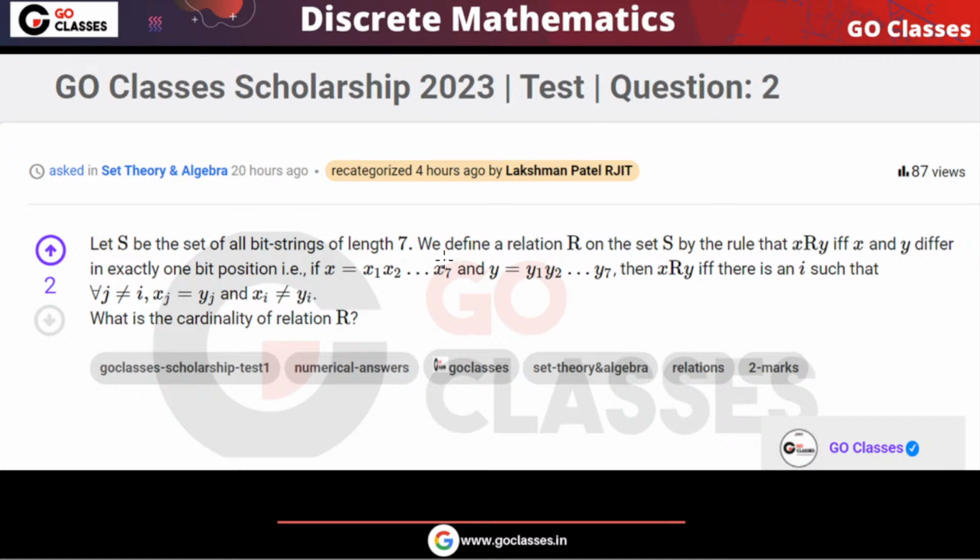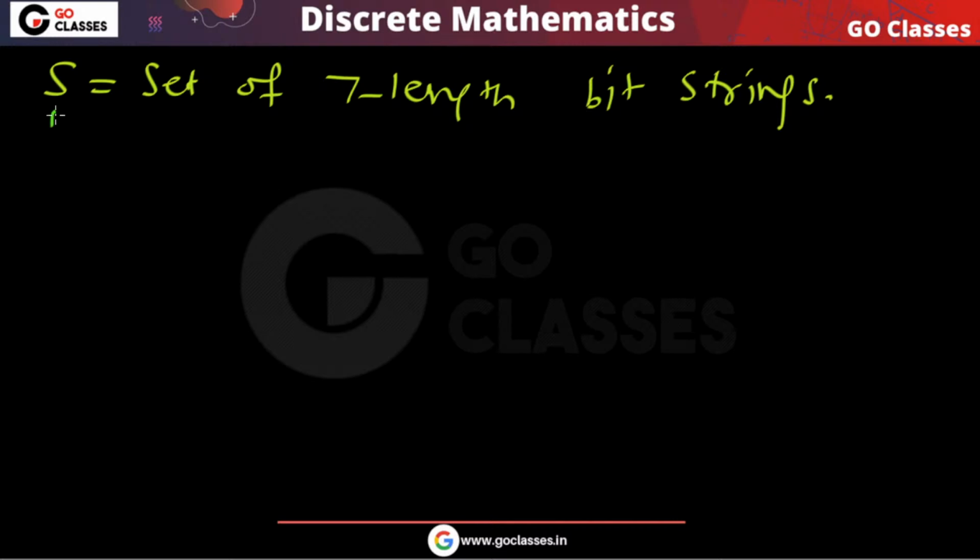Next, the question is saying that we define a relation on set S by this rule. We are defining a relation on set S, and we are saying that X is related to Y if and only if X and Y differ in exactly 1 bit position. Means if you have two elements of S, two 7-bit strings, the idea is like this. If you take two elements of S, let's assume this is X and let's assume this is Y.